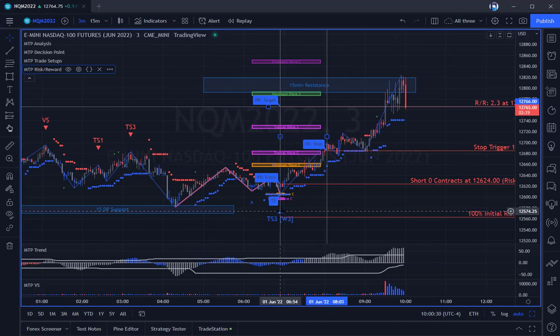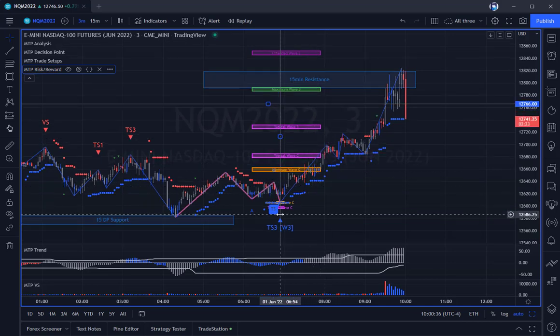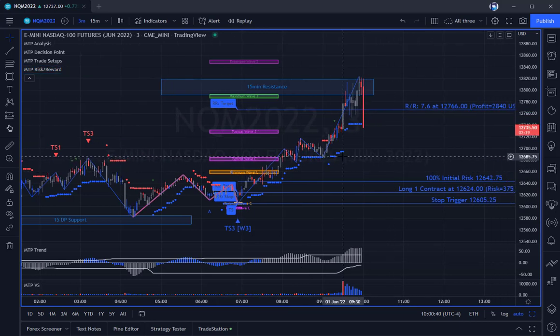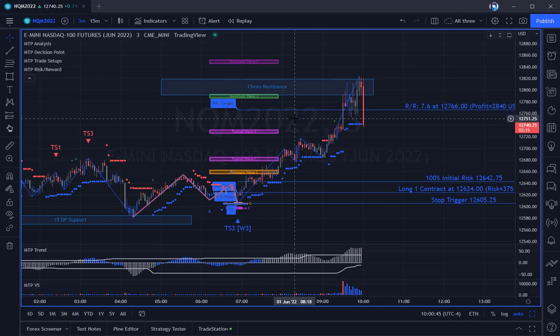I think I've got the wrong bar for the entry there. Sorry about that. The stop level should be there, and the entry level should be there. That's it. I clicked on the wrong bars. So you click on the bar of entry, the bar of the stop, then the target level.